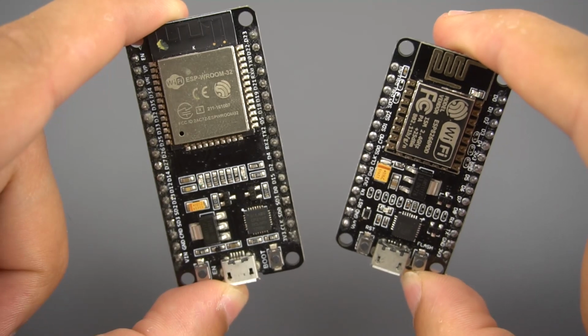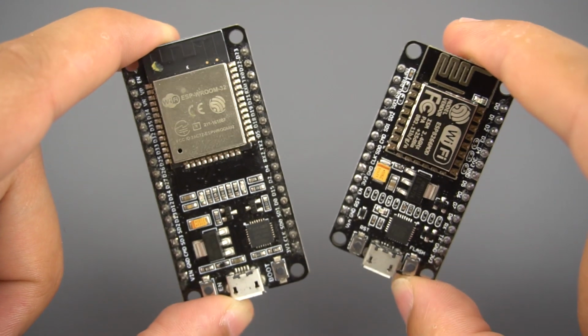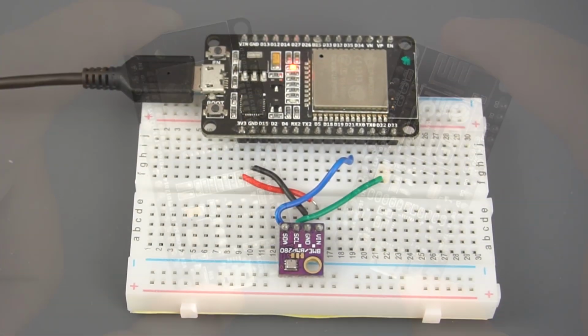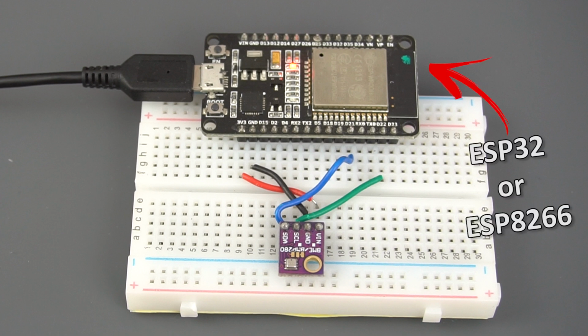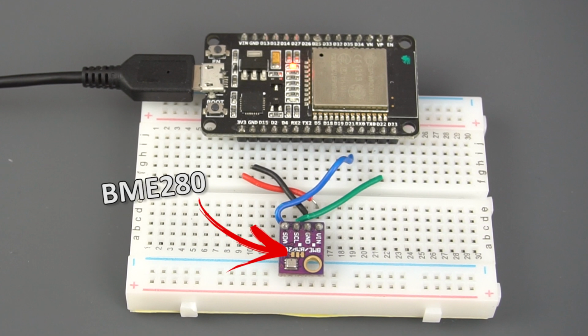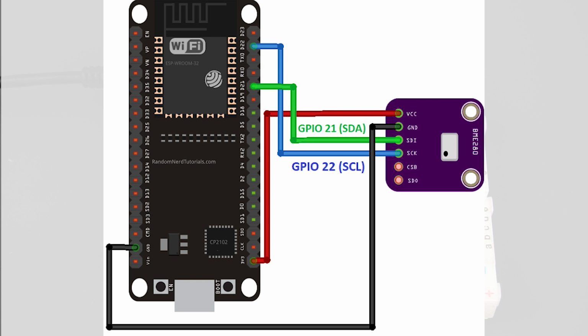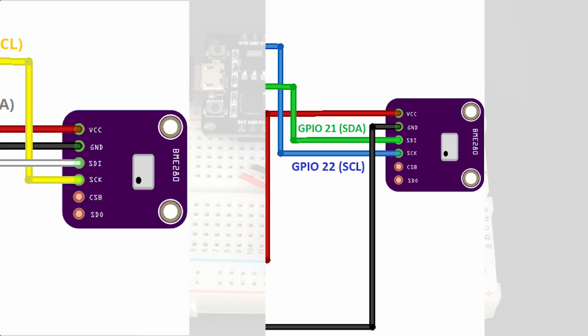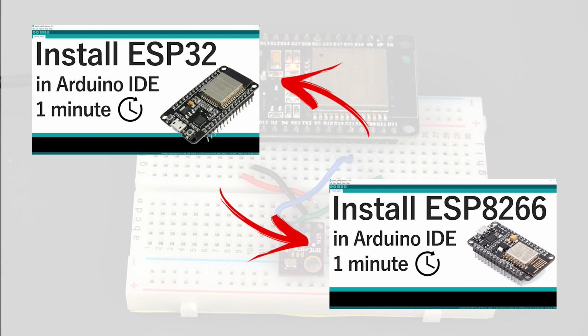You just need to assemble a simple circuit and upload the sketch provided to insert temperature, humidity, pressure into your database every 30 seconds. Here's what you'll need for this project: an ESP32 or ESP8266 board, a BME280 sensor. The schematic for the ESP32 looks like this. And this is the ESP8266 circuit. You'll also need the ESP32 or ESP8266 add-on installed in your Arduino IDE to program your board.